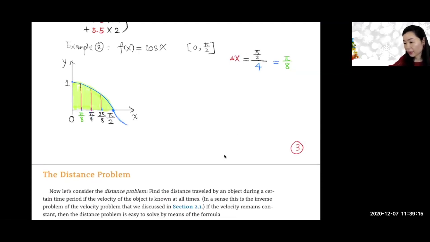Let's use the right endpoint, okay? So let's think about R4. I use 4 subintervals, so I use 4 rectangles. And this means the right endpoint. So that's equal to, what does it equal to?